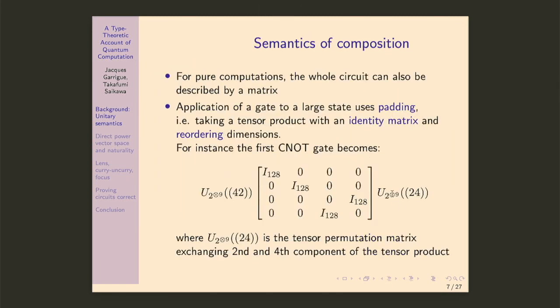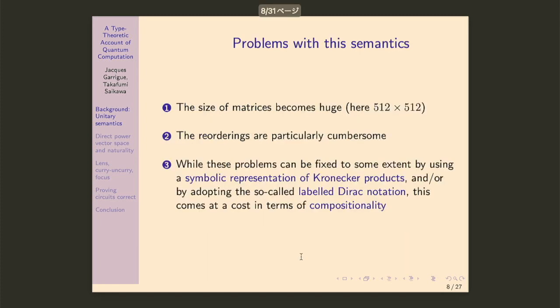So this represents another matrix of the same size, 512 by 512, which is doing a tensor permutation, exchanging the second and fourth component of the tensor product. So that would be the traditional way to express that in the semantics.